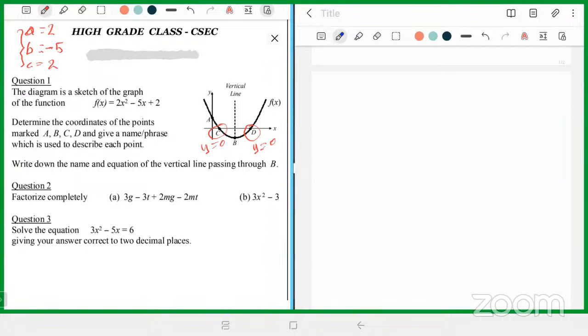All right. So to find the roots, those points are called the roots. The x-axis intercepts are also called roots. I'm going to be doing both of them together. So we're doing C and D, finding both of them together. They are the x-axis intercepts.